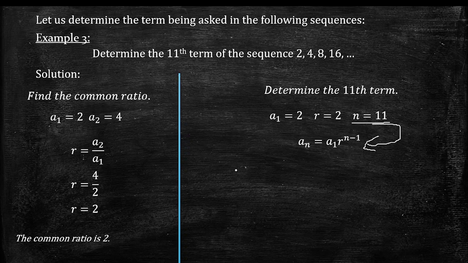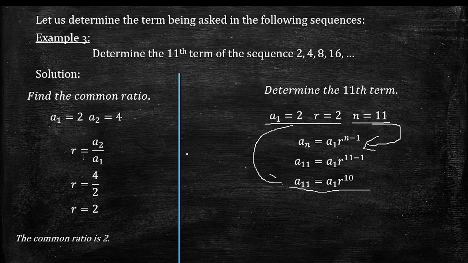So it becomes a sub 11 is equals to a sub 1 times the common ratio raised to 11 minus 1. Then 11 minus 1, the answer is 10. So the result is a sub 11 is equals to a sub 1 times the common ratio raised to 10. Then only at this point, class, do we substitute the values of the first term and the common ratio.